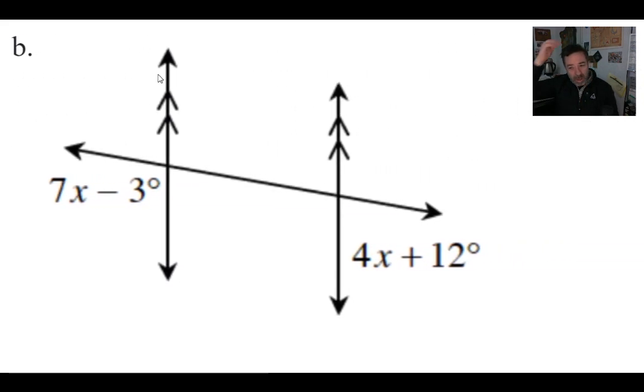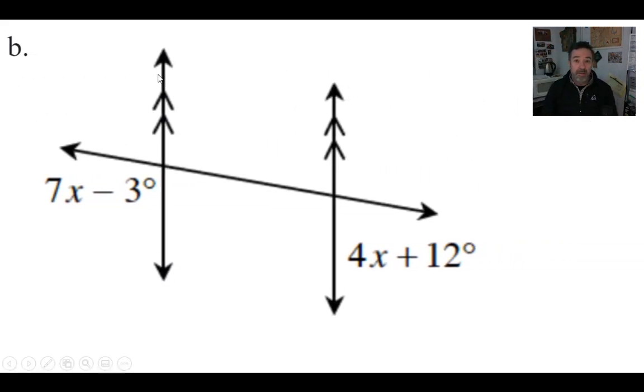On this next one, go ahead and pause it. Okay, there are a lot of ways we can look at this problem. This angle that I've labeled 7x minus 3 is a corresponding angle to the angle right here. Because those two angles are corresponding angles, they have to be congruent to each other. So I could say this angle must be 7x minus 3 also.